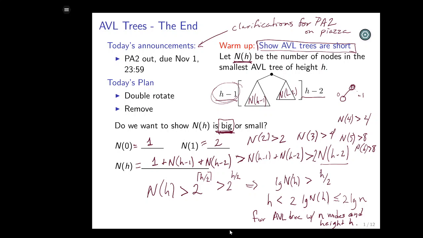Is this okay? I mean, it's kind of the first time that we've been a little bit loose with bounds, and we've done approximations, and we've thrown things away. We've basically said, here's a big approximation.